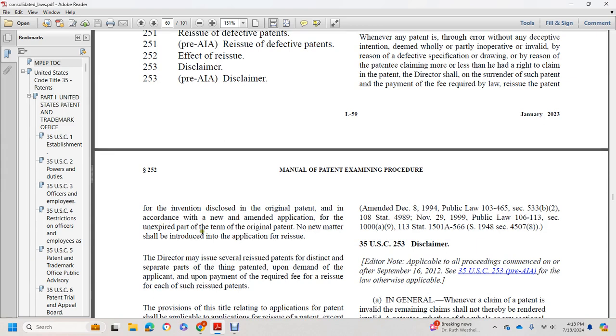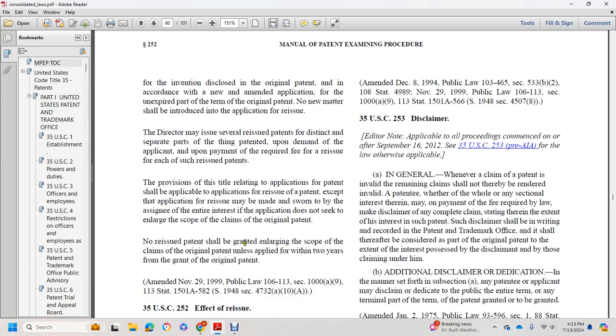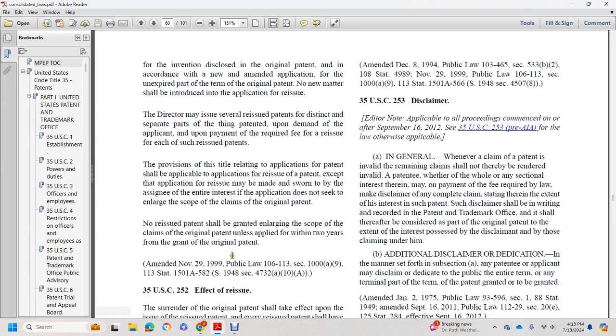No new matter shall be introduced into the application for reissue. The Director may issue several reissue patents for distinct and separate parts of the thing patented, upon the demand of the applicant and upon payment of the required fee for each reissue patent. The provisions of this title relating to applications for patent shall be applicable to applications for reissue. The application for reissue may be made and sworn to by the assignee of the entire interest if the application does not seek to enlarge the scope of the claims of the original patent. No reissue patent shall be granted enlarging the scope of the claims of the original patent unless applied for within 2 years from the grant of the original patent.